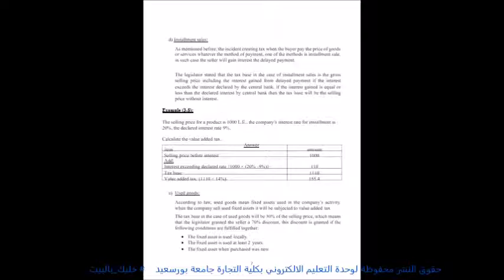For example, the selling price for a product is 1,000. The company interest rate for installment is 20%. The declared interest rate is 9%.